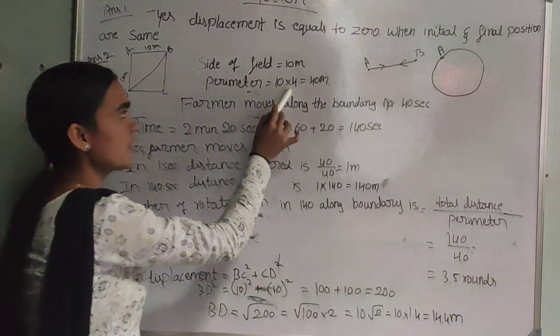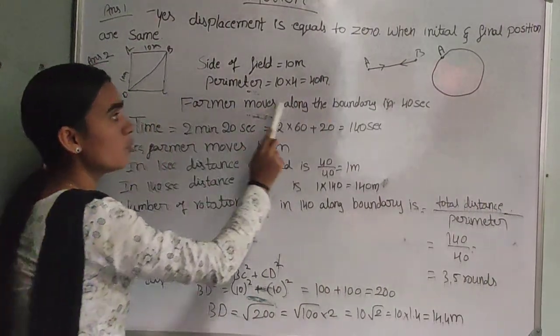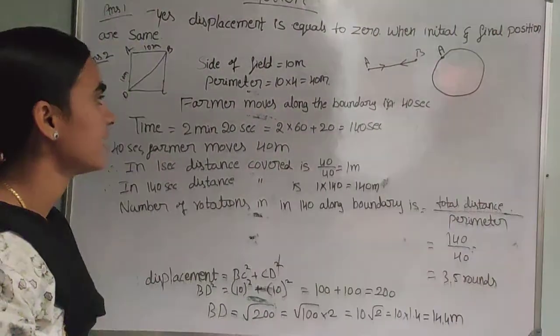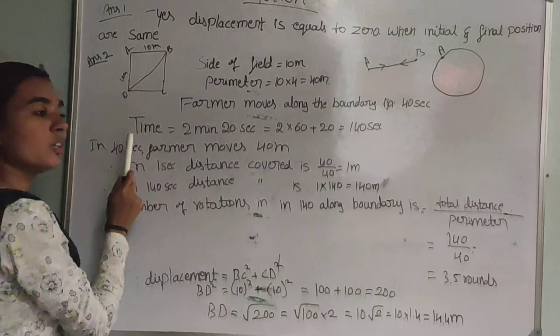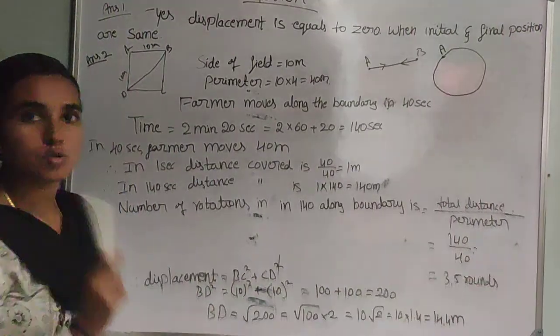So 4 into sides, that is 10 into 4 sides, that is 40 meter. The farmer moves along the boundary in 40 seconds. So here they have asked what is the displacement of the farmer at the end of 2 minutes 20 seconds.